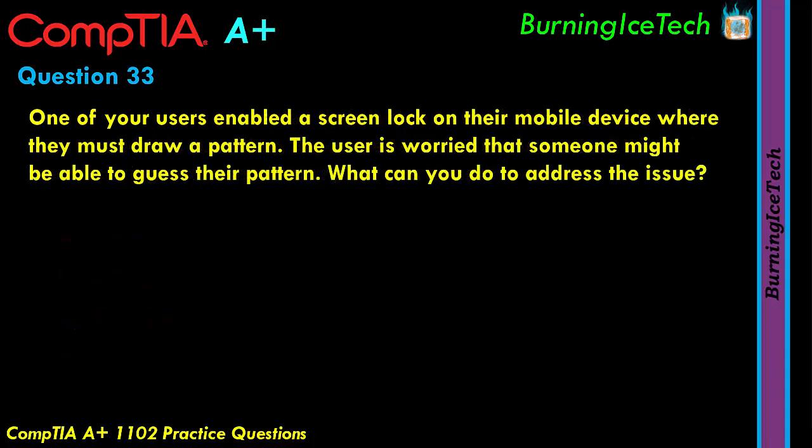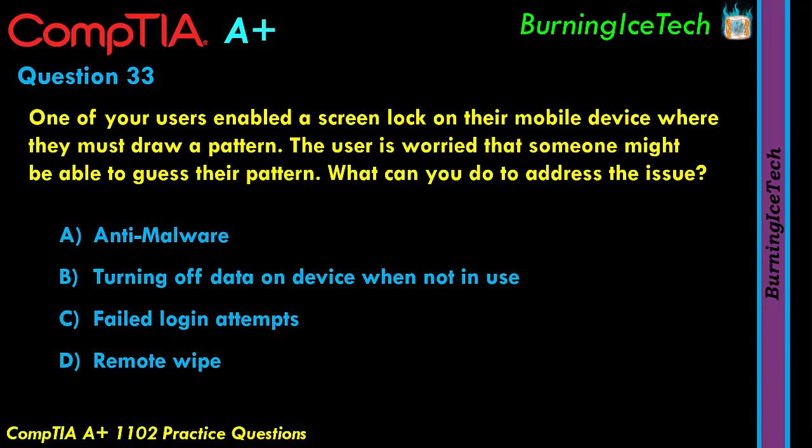Question 53. One of your users enabled a screen lock on their mobile device, so it could be a tablet or phone, where they must draw a pattern. Yeah, that sounds like a phone most likely. The user is worried that someone might be able to guess that pattern. What can you now do to address this concern of this user?